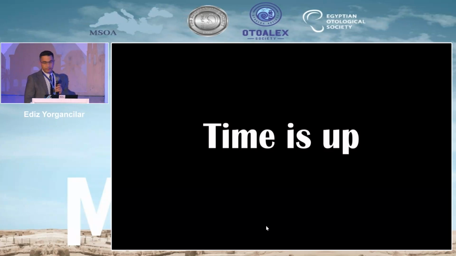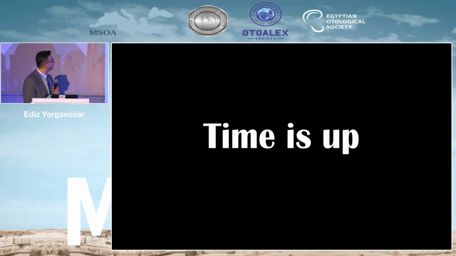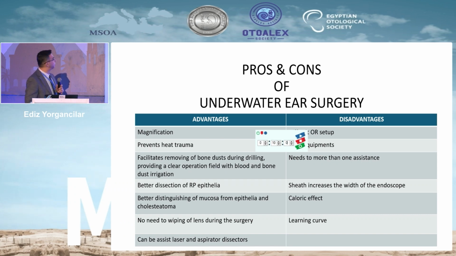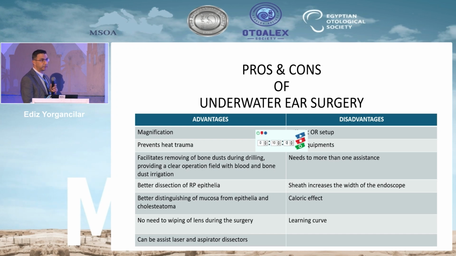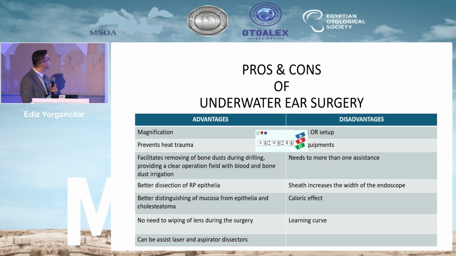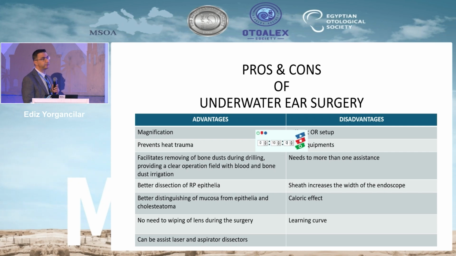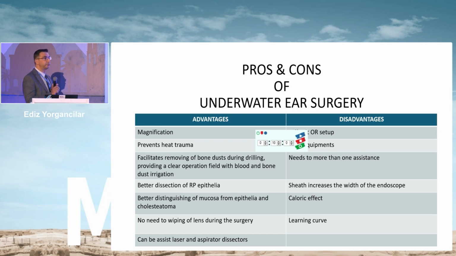Advantages of underwater surgery: the magnification prevents heat trauma during this endoscopic surgery, facilitates removing the bone dust during the drilling, provides a clear operation field, and allows better dissection of retraction pocket epithelia, and better distinguishing between the mucosa and the epithelia and the cholesteatoma as well.